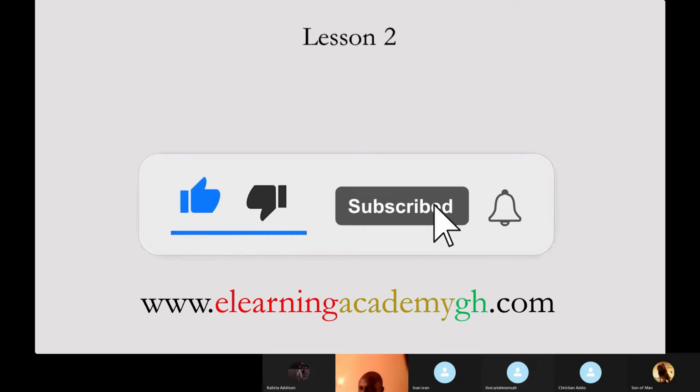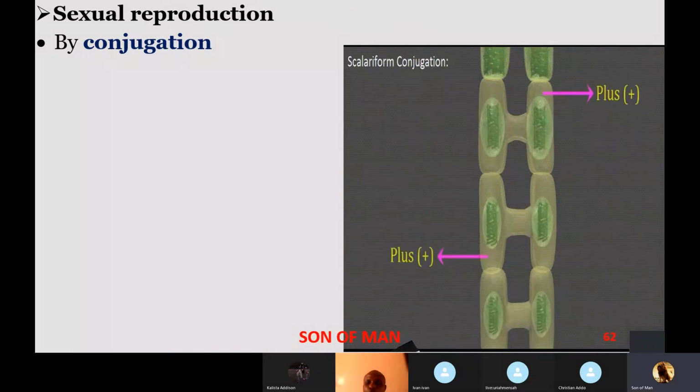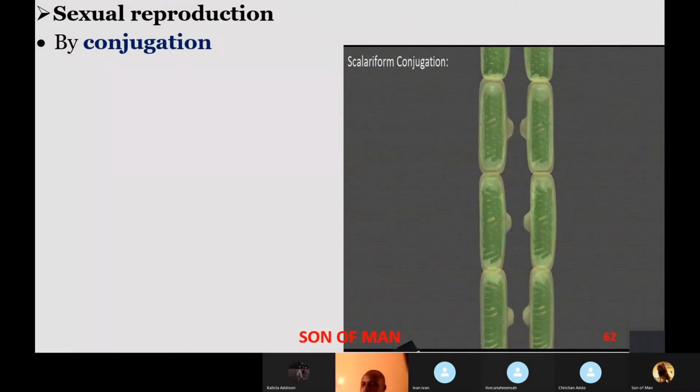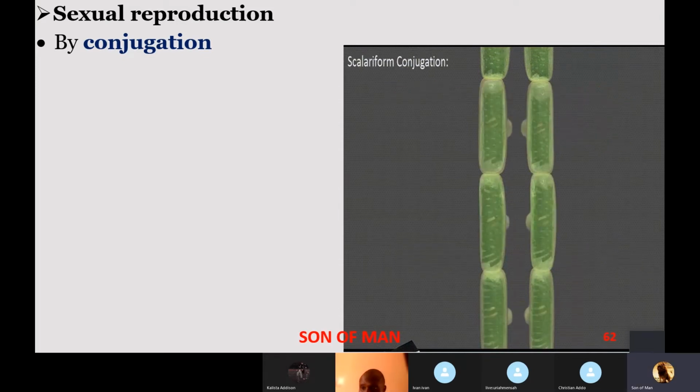That is asexual reproduction in Spirogyra. Now, let's talk about the sexual reproduction. All right. Now, listen very carefully.